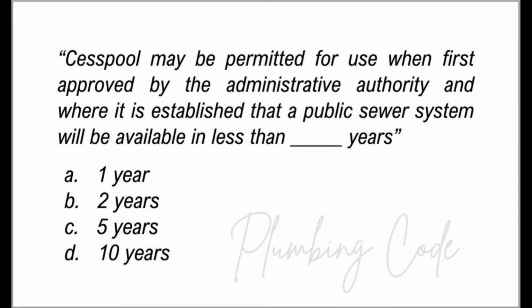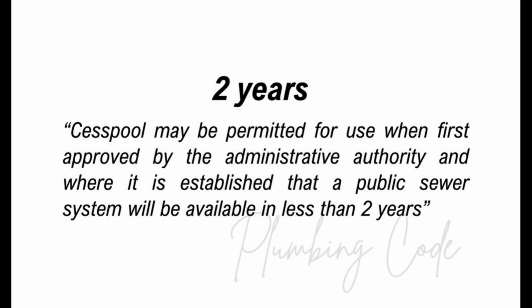Cesspool may be permitted for use when first approved by the administrative authority and where it is established that a public sewer system will be available in less than how many years? 1 year. 2 years. 5 years. 10 years. The answer? 2 years.